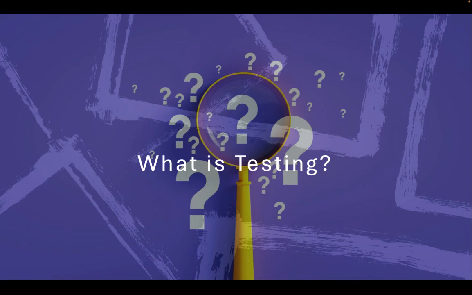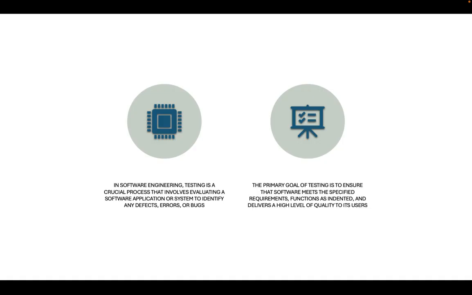Okay, what is testing? In software engineering, testing is a crucial process that involves evaluating a software application or system to identify any defects, errors, or bugs. The primary goal of testing is to ensure that software meets the specified requirements, functions as intended, and delivers a high level of quality to its users.